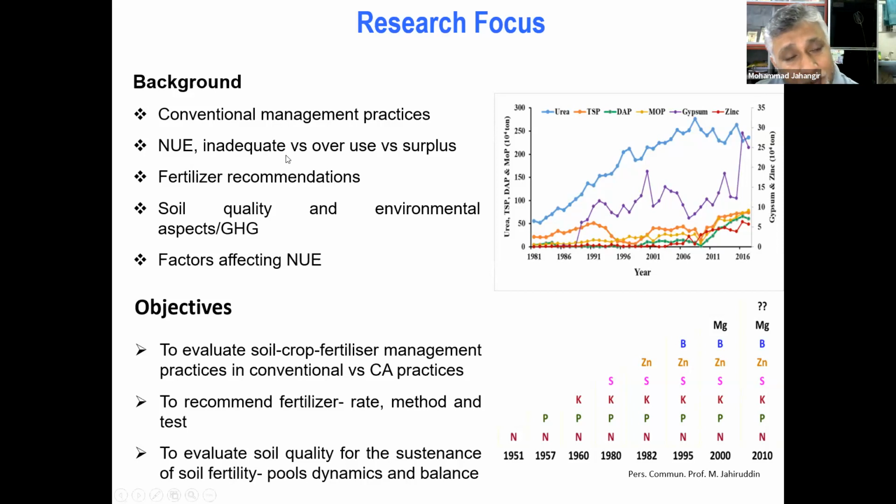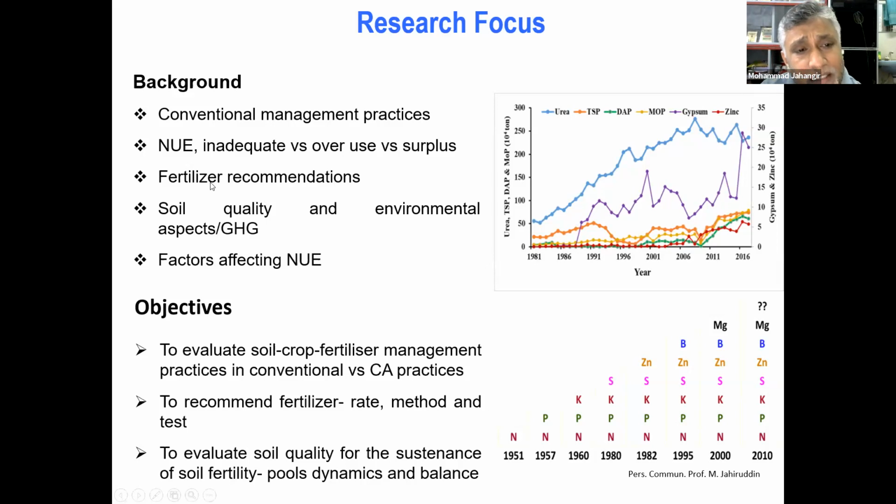And if it is inadequate, fertilizer causes a problem with soil nutrient mining, because our soil is under pressure to produce more crops. To increase cropping intensity, we cannot apply inadequate fertilizers. Fertilizers should be adequate and in suitable proportion to maintain fertility and productivity. If it is inadequate, then the crop will take up nutrients from the native soil and native organic matter, and it will cause a depletion in the nutrient content.